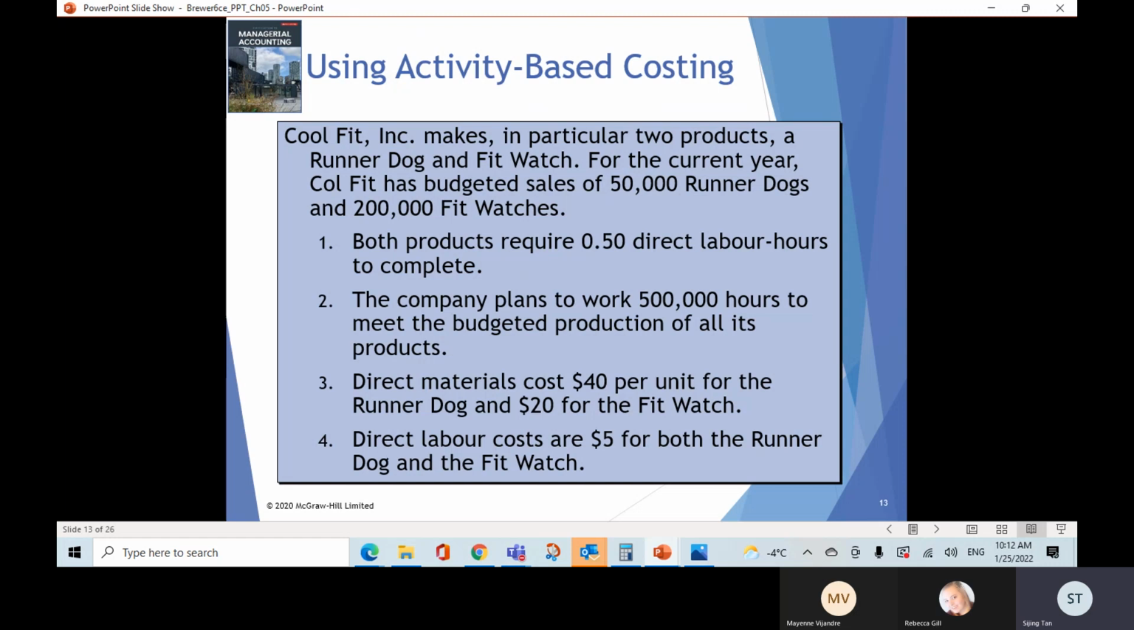So the Cool Feet company makes in particular two products, a runner dog and feet watch. For the current year, Cool Feet has budgeted sales of 50,000 runner dog and 200,000 feet watch. Both products require 0.050 direct labor hours to complete. The company plans to work 500,000 hours to meet budgeted production of all its products. Direct material cost 40 per unit for runner dog, 20 for the feet watch. Direct labor cost $5 for both products.